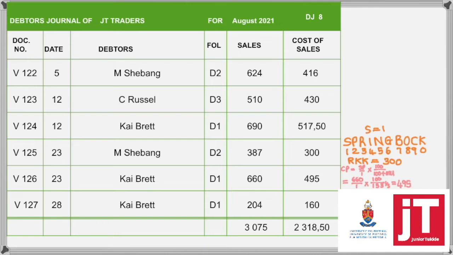And then we add up to get a total credit sales for the month of 3,075, and a total cost of sales, in other words, total of the goods sold, 2,318 rand 50 cents.